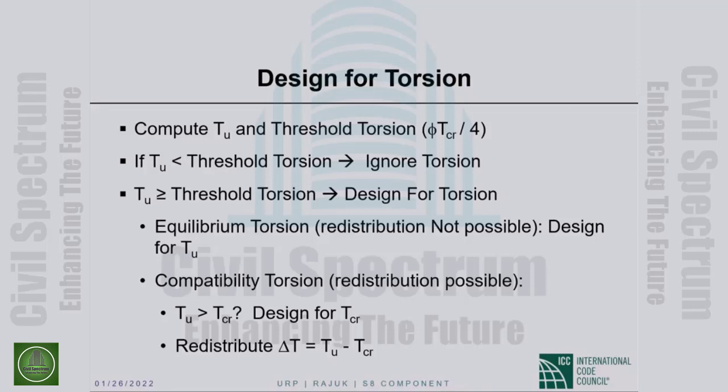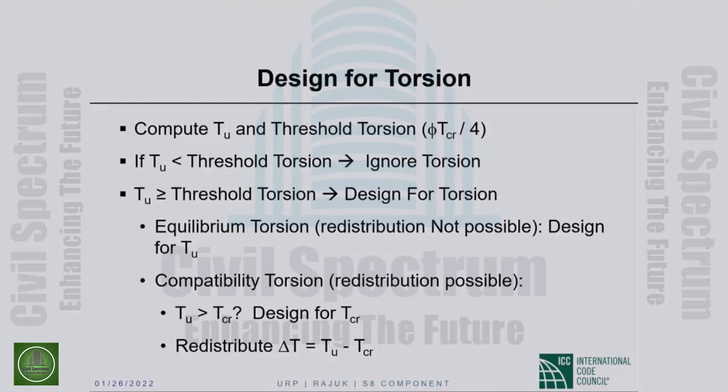Compatibility torsion, on the other hand, by definition means that if we decide to design for something lower than T sub u, that would be permitted. The difference between T sub u and whatever torsion we decide to design for will be redistributed, will become larger bending moment into the slab or whatever is causing the torsion on the member. You will see this more graphically just a little bit later.